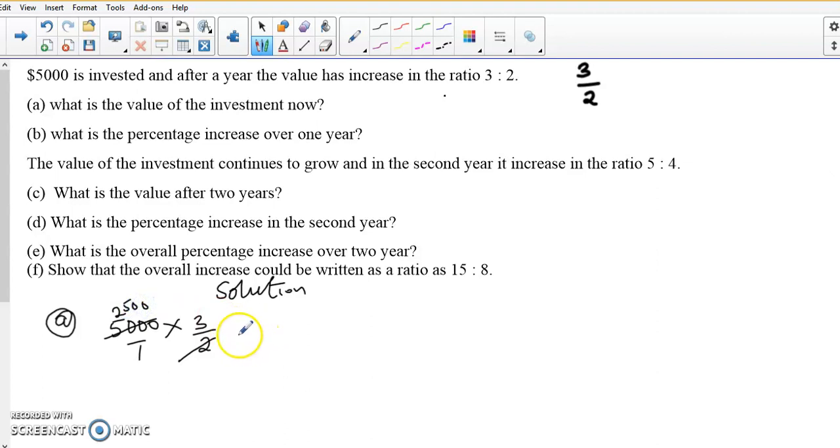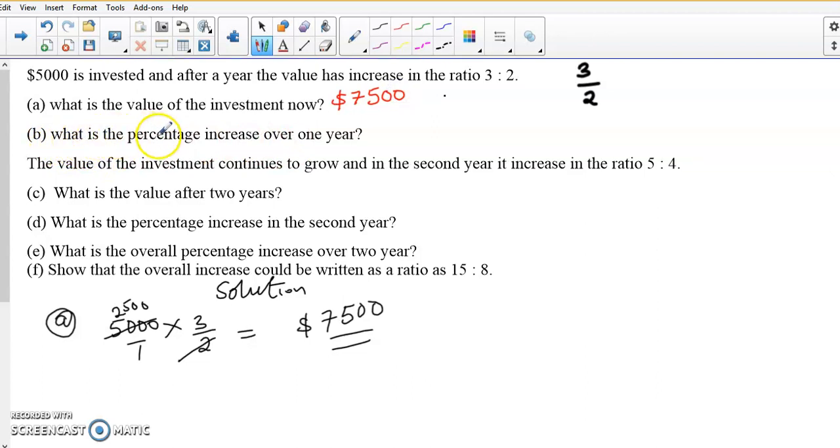This gives us 2,500. Okay, so we have 2,500 times 3. That gives us $7,500. So $7,500 is the investment now. So the investment now is $7,500.